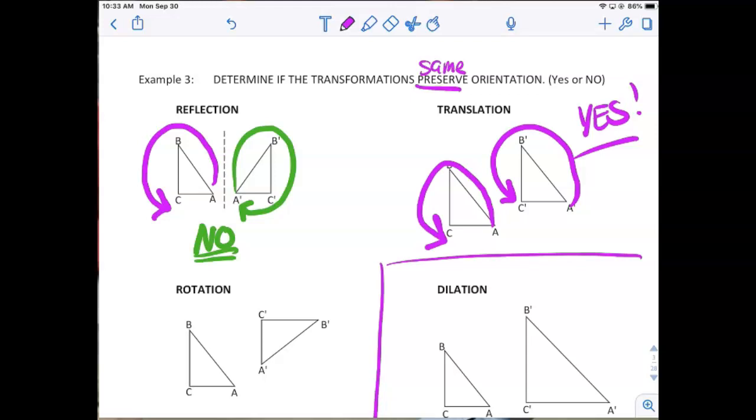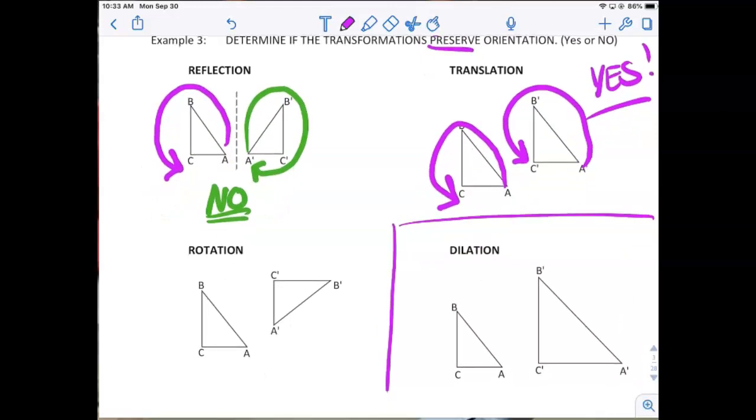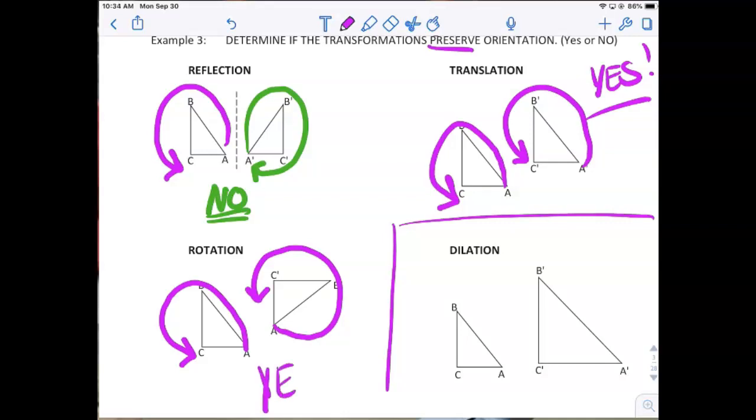Rotations get a little tricky because you might think that it's not, but it really does. A to B to C looks like a left-hand turn with a steering wheel. But after you've rotated it, A prime, B prime, C prime is still a left-hand turn. You started in a different place, but it's still a left-hand turn. So you actually preserve orientation with a rotation.